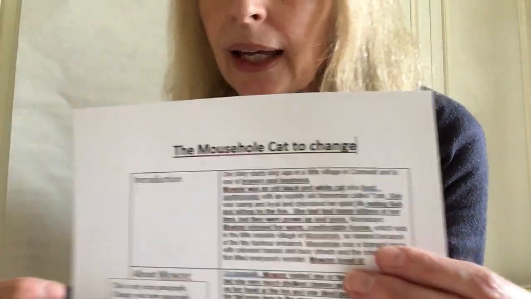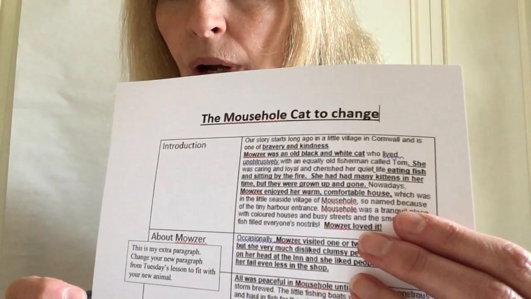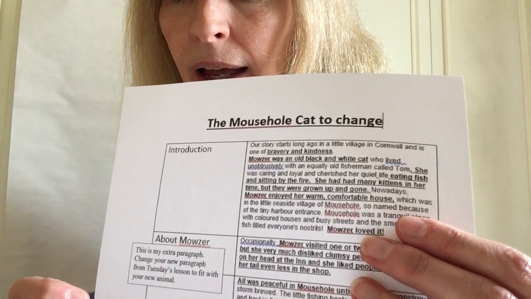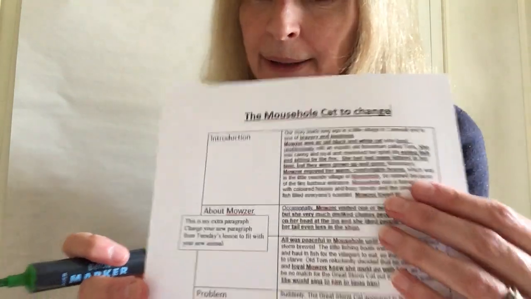So the first paragraph says, our story starts long ago in a little village in Cornwall, and is one of cleverness, bravery and kindness. I'm thinking ahead. The cat was brave and kind. What's my owl going to be? I think my owl is going to be clever, because I think owls are quite clever and wise. They usually know quite a lot of things, don't they? So I'm going to go for cleverness and wisdom.